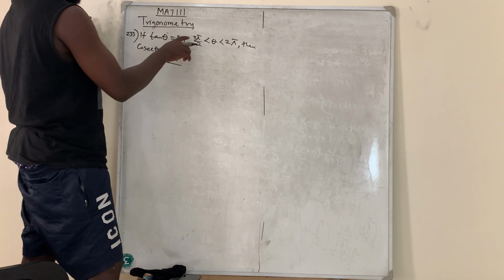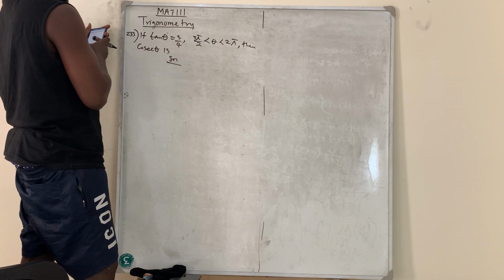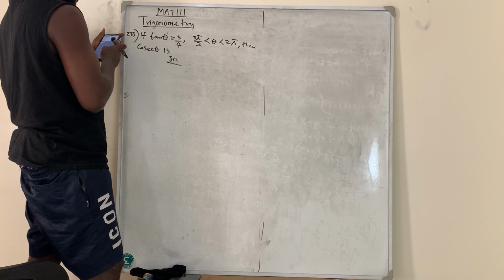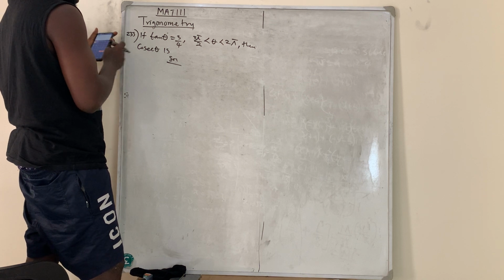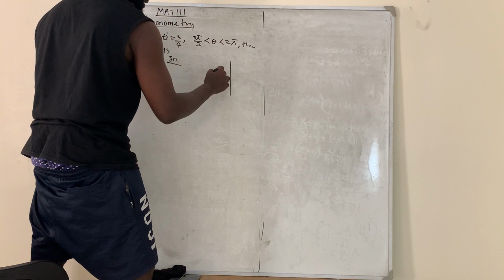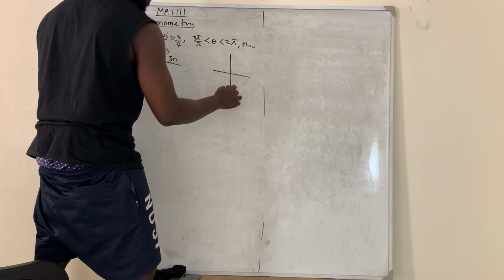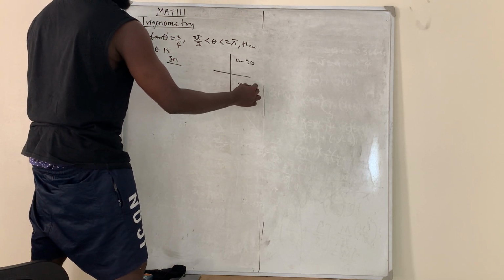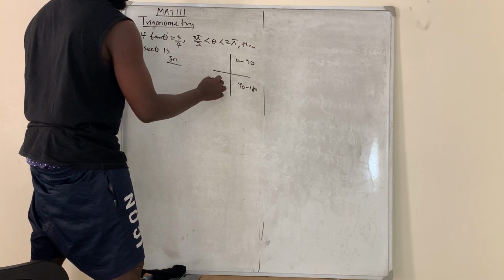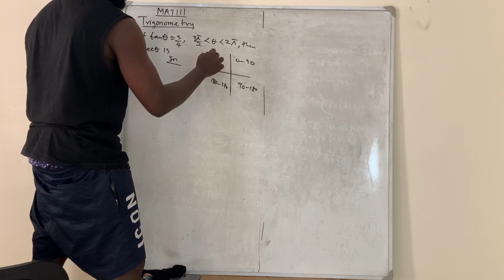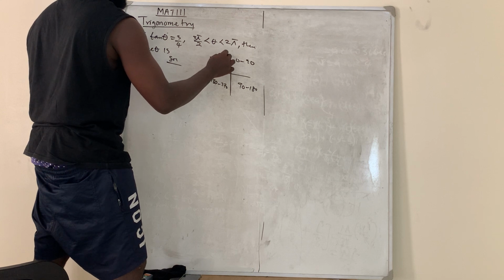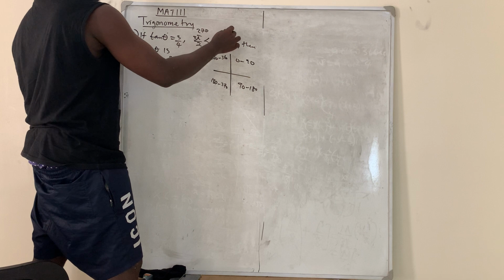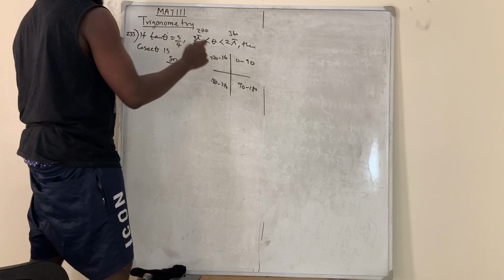3 pi over 2 means 3 times 180 divided by 2, which gives you 270. So if you draw your cardinal points, theta lies between 270 and 360: 0 to 90, 90 to 180, 180 to 270, then 270 to 360. So theta lies on the fourth quadrant.